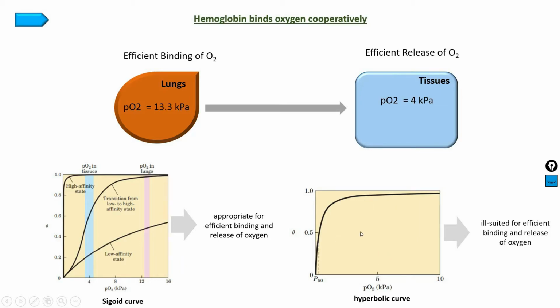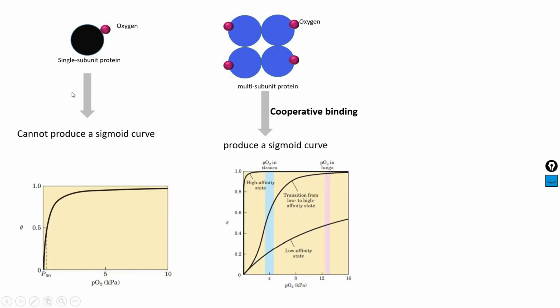So now the question is why myoglobin produces a hyperbolic curve rather than a sigmoid binding curve. Because myoglobin is a single subunit protein with a single binding site for oxygen. Any single subunit protein with a single binding site cannot produce a sigmoid curve, because in a single subunit protein, each molecule of ligand binds independently and cannot affect ligand binding to another molecule. Whereas hemoglobin is a multi-subunit protein, and each subunit has an oxygen binding site. So oxygen binding to individual subunits of hemoglobin alters the affinity for oxygen in the adjacent subunits.